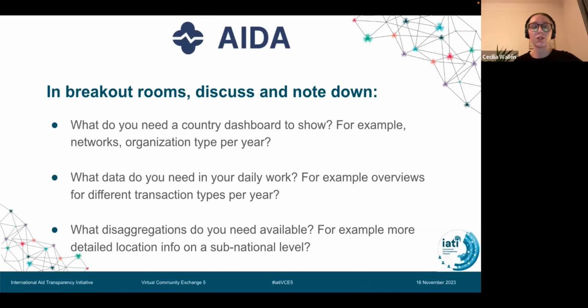Second question is, what data do you need in your daily work? Overviews of transaction types, or so on. And thirdly, what disaggregations or filtering functions would you need in order to make the data useful for you in your current role and position? So we'll be breaking you up into rooms, and we'll be using the whiteboard and the sticky notes system to keep track of this.